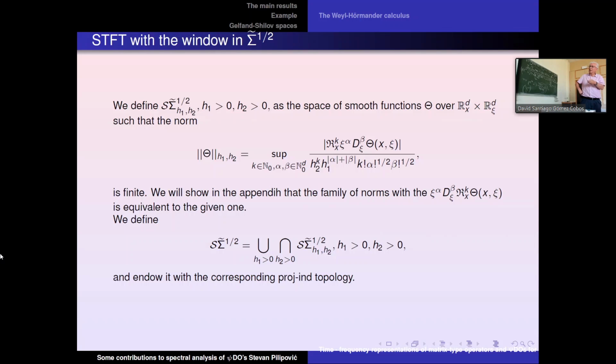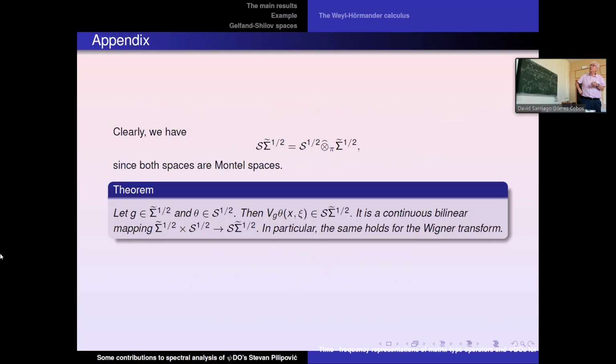This is actually the tensor product of S, as I wrote somewhere at the beginning. This space is a product from the tensor product. I will not say what the tensor product is, but this is S1/2 tensorized by this sigma tilde. So maybe, yes, this is here. I wrote that.